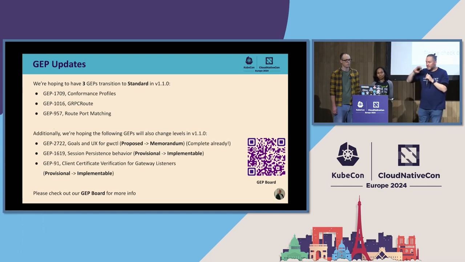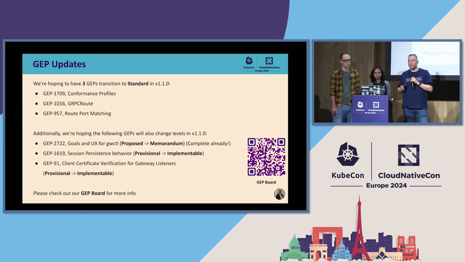Okay, so we're hoping to have 3 GEPs transition to standard in v1.1: conformance profiles, gRPC route, and route port matching. Additionally, we've got the following GEPs changing levels. Gateway kettle, that one's done already. That has moved to a memorandum state. We'll talk a bit more about that later.